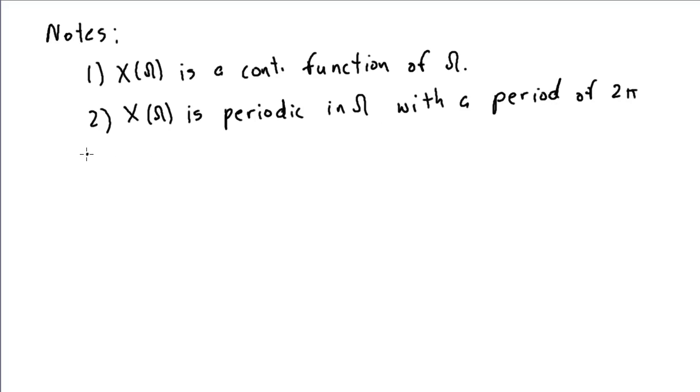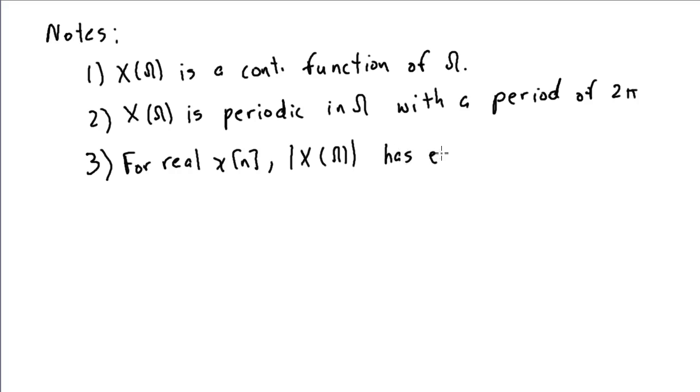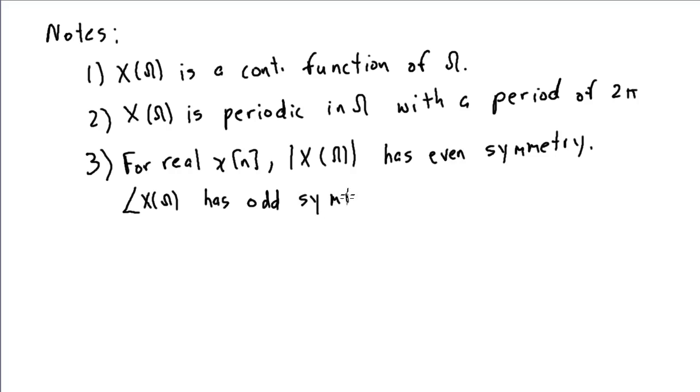So it is a complex function, but for a real sequence x of n, which is all we'll work with in this course, then the magnitude spectrum or amplitude spectrum has even symmetry and the phase spectrum has odd symmetry, about omega equal 0.